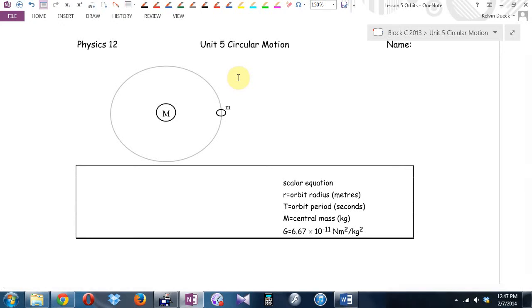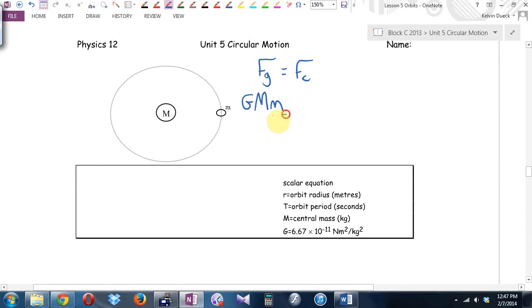Oh, I wrote down here scalar equation. I guess this is the one that has the period in it. Okay, let's write down here gravity equals circular: big G big M little m over r squared equals m 4 pi squared r over T squared. The mass cancels, and r does not. All right, let's put two equations in this box.